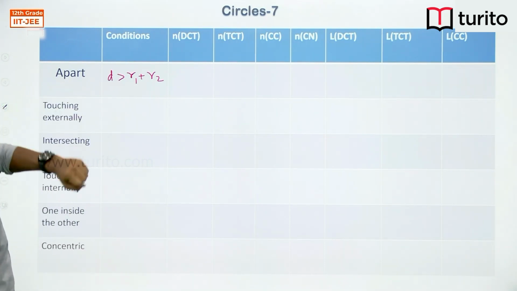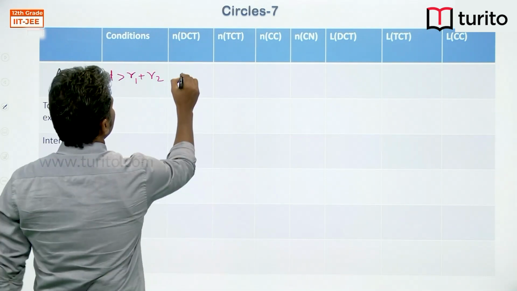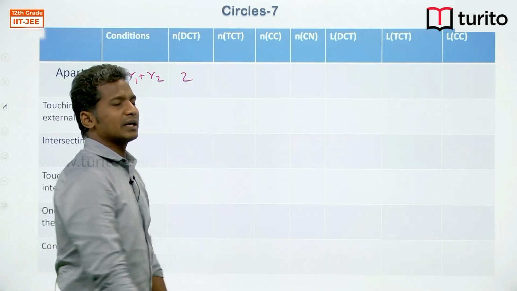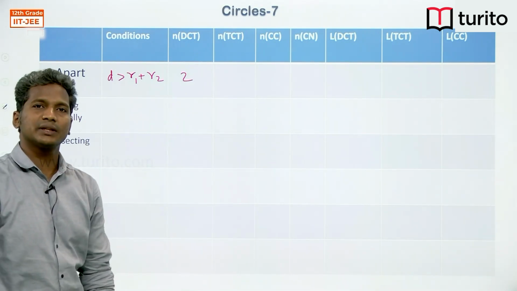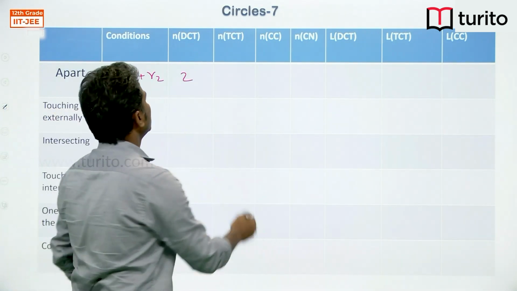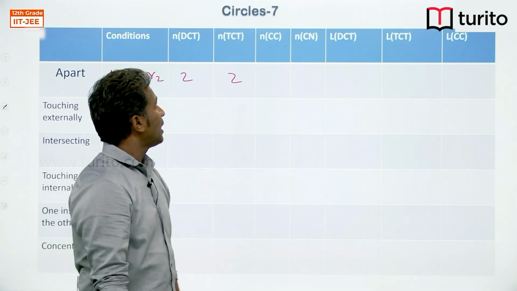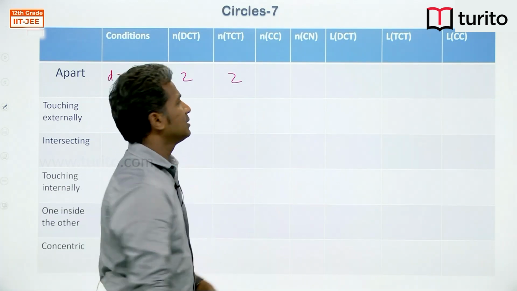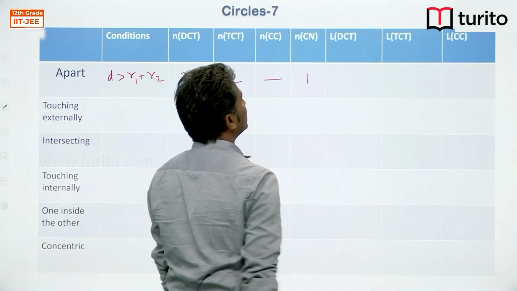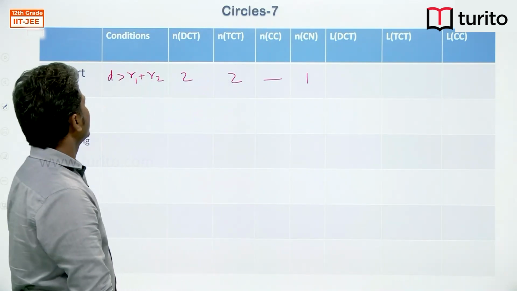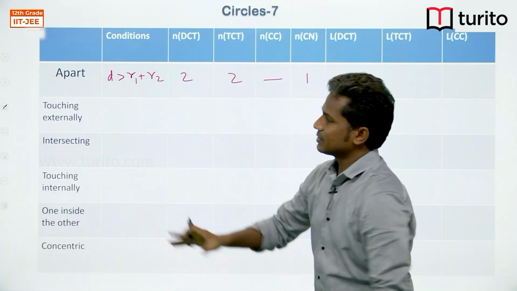Now, when circles are apart, how many direct common tangents are there? We just observed that there are two direct common tangents. And how many transverse common tangents were there, which go across? There were two transverse common tangents. And how many common chords were there? There was no common chord and the common normal was 1. So, this way we can fill the complete table.